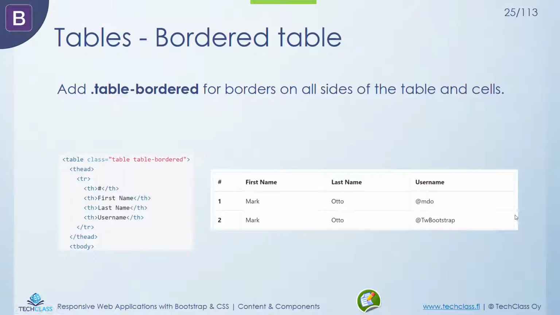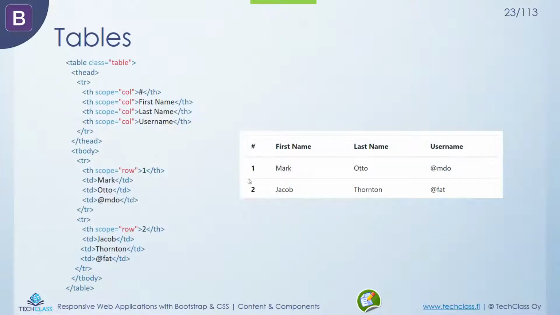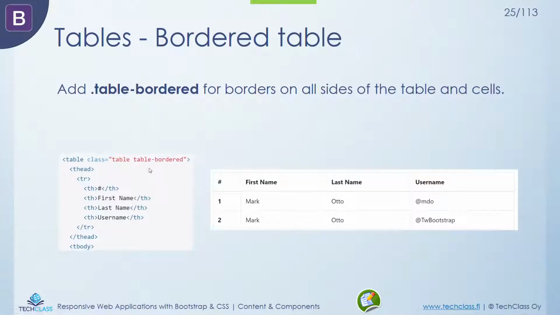And here you can see the border is a bit more noticeable. So if you go back to this one, there is no border on the right, left, and bottom sides, but there's already one on the top because of the head. But then because of this table-bordered, you see there's a nice border around your table.